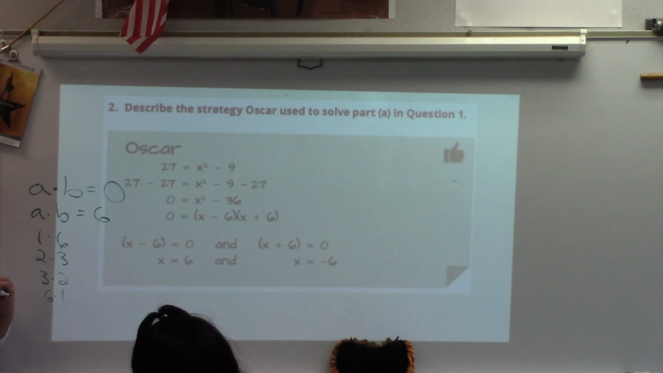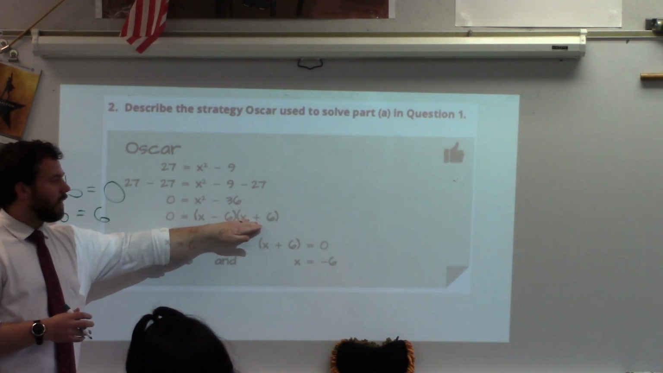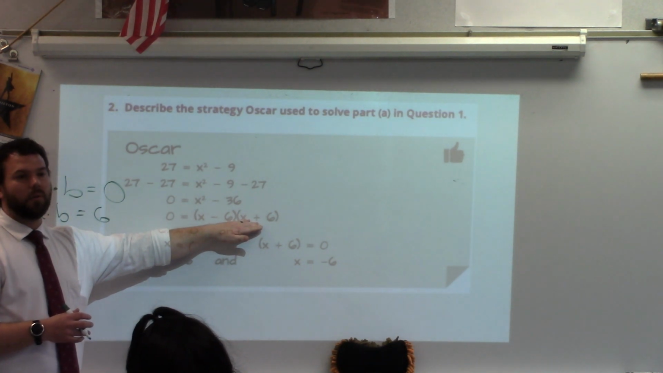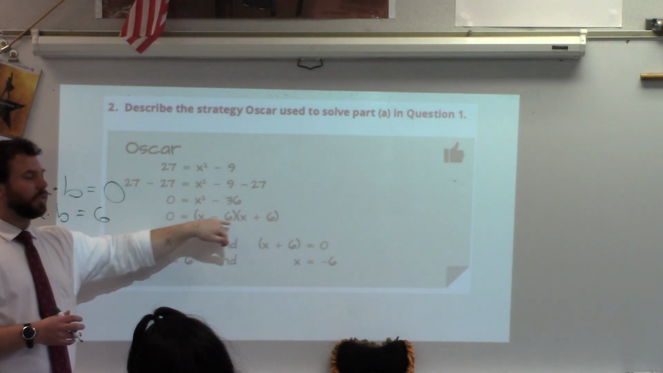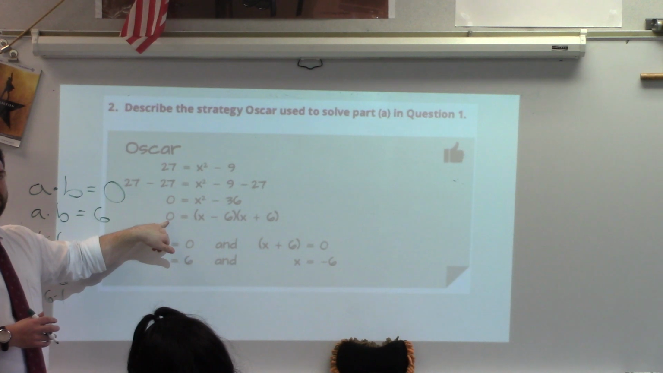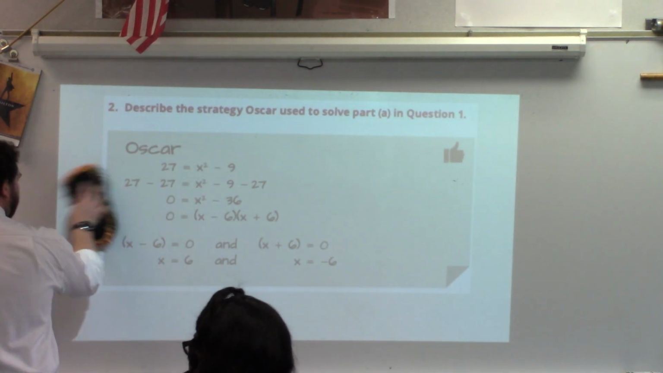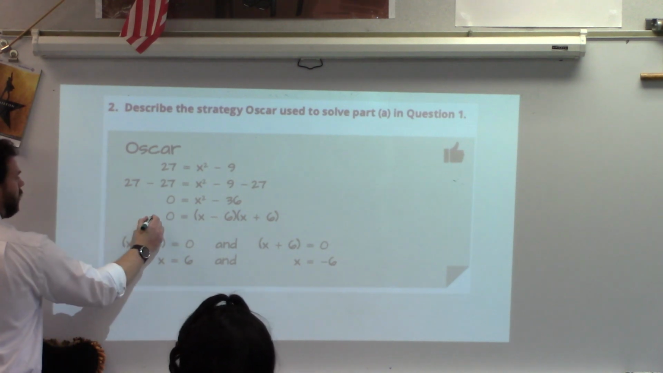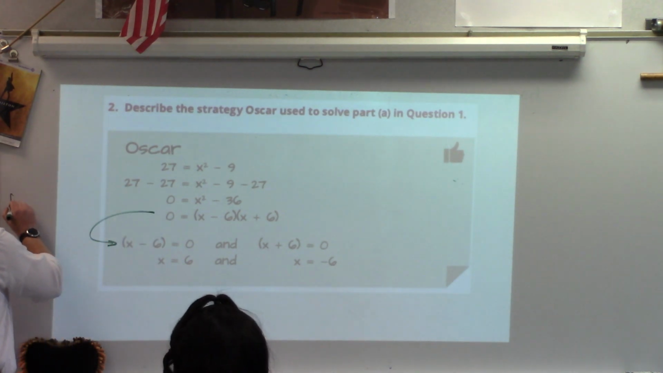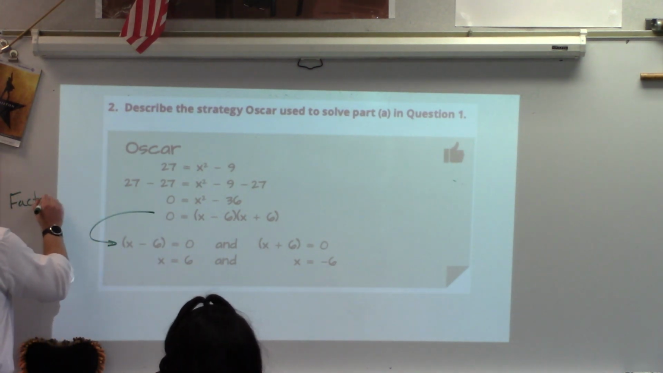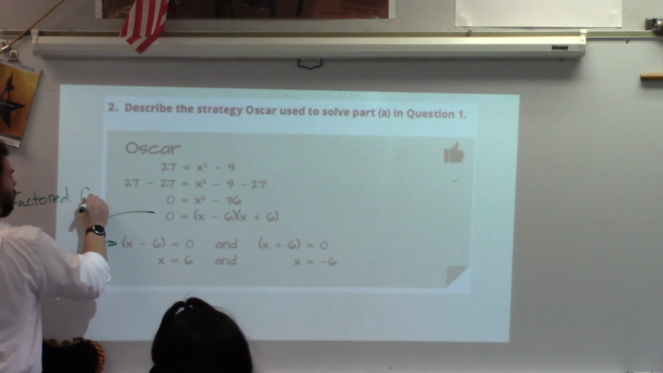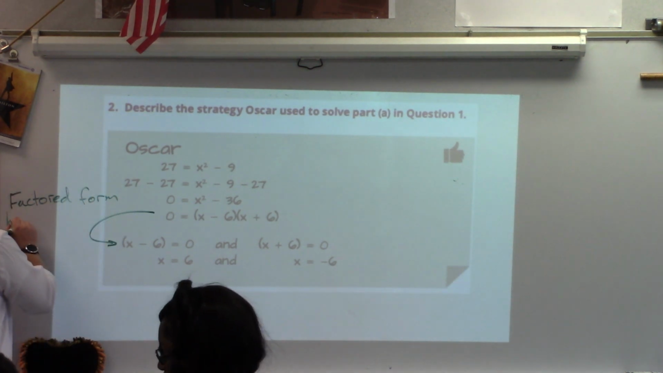Okay. So I need y'all to understand, when I go to factored form, it does not help unless that factored form is equal to zero. And why do we need it equal to 0? Because of what property? Zero product property. I would make a note to yourself: factored form has to equal 0.